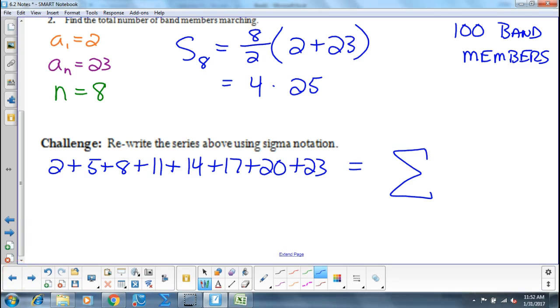First thing we got to do is we got to pick a variable. What variable you want to use? Z. Okay. So we'll use Z. Where are we going to start Z? 1. Okay. Where are we going to end Z? 8, because there's 8 rows, right? Okay. Now we just got to come up with a rule that involves Z. Where do you think we can come up with a rule?